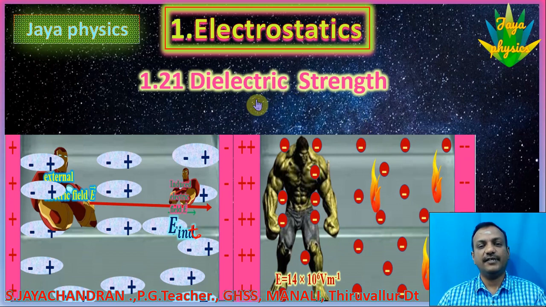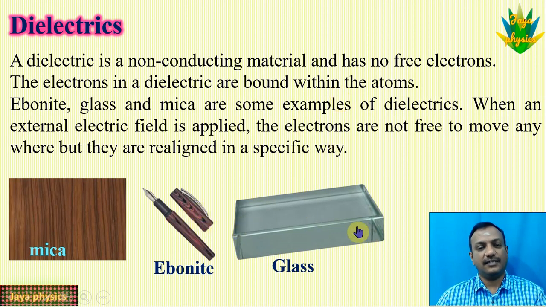Hello students, today we will learn about the dielectric strength of a dielectric. You know very well what is meant by a dielectric. Glass, ebonite, mica, these are all examples of dielectrics. A dielectric is basically an insulator, that is, a non-conducting material which doesn't contain any free electrons.